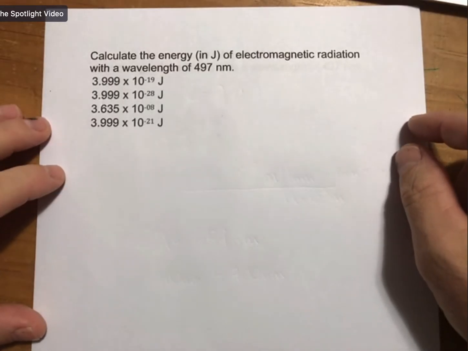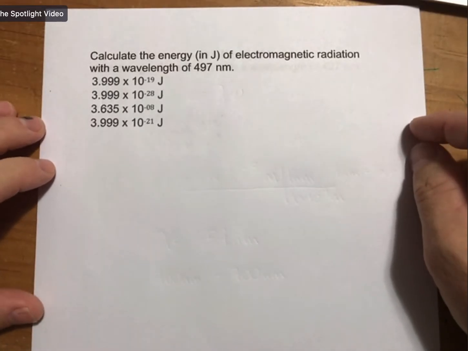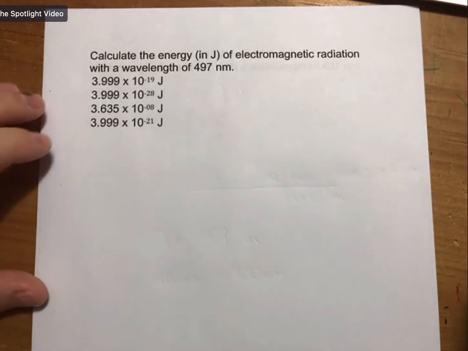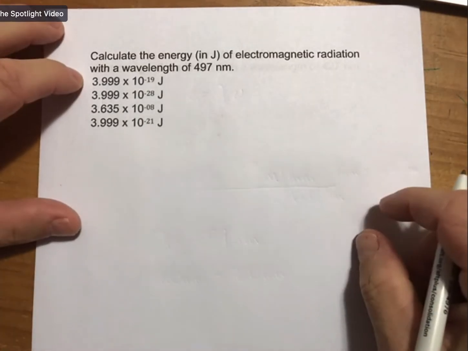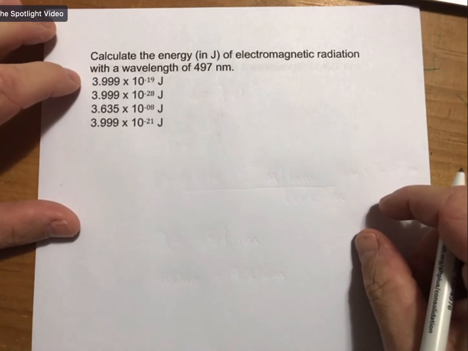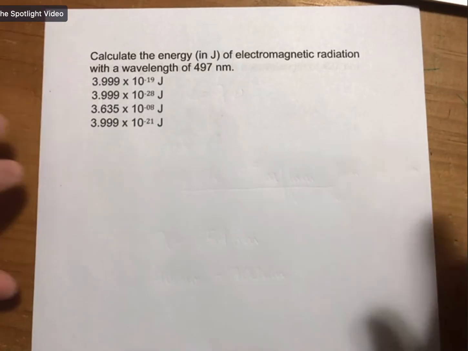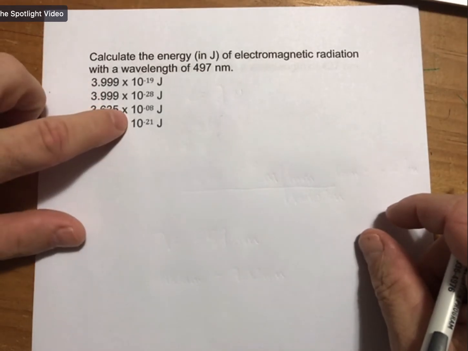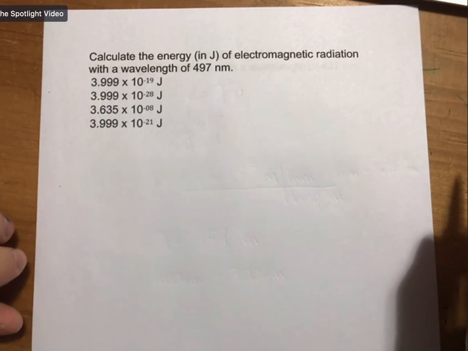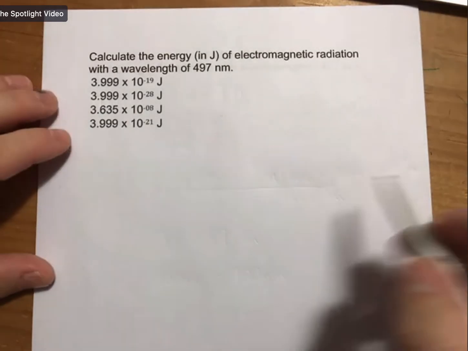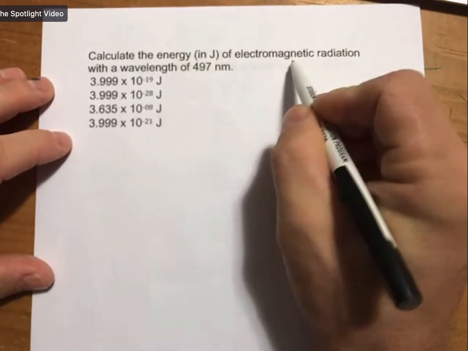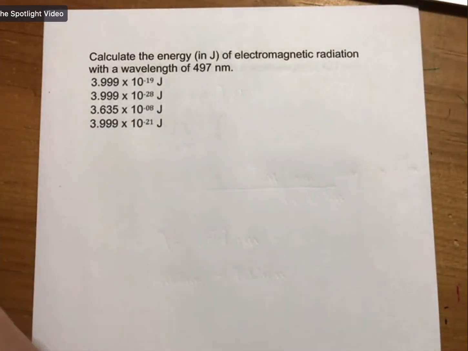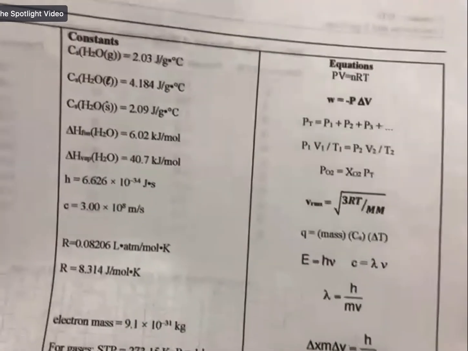It's going to calculate the energy in joules of electromagnetic radiation with a wavelength of 497 nanometers. This is a multiple choice where, when I cut and paste it from Blackboard, the little circles here didn't transfer. We can see that there's similar numbers with different exponents. In order to solve this, we're talking about energy and wavelength, and we've actually got two equations off of our conversion and equation sheet.